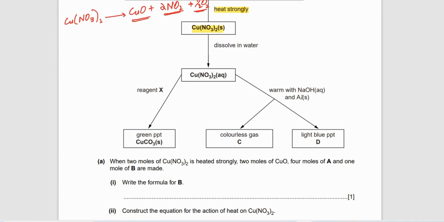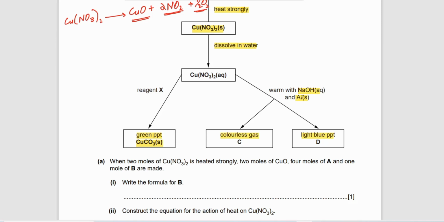Okay, it will become the aqueous. So a reagent which will react with this to form the copper carbonate, and copper carbonate, as it's insoluble and due to the presence of copper, its color will be green, so green precipitates will be formed. Okay, and when it is warmed with the NaOH and aluminium, a colorless gas is formed and a light blue precipitate will be formed. Light blue because of the copper hydroxide, Cu(OH)2.